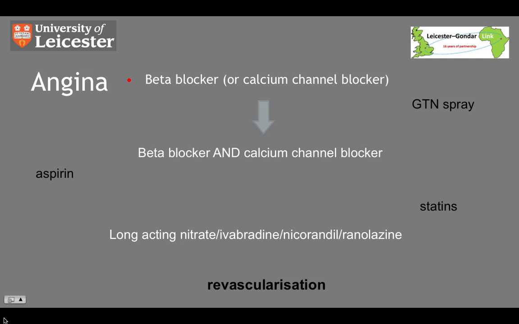For angina, beta blockers are first line, combined with a calcium channel blocker if no improvement. Additional agents such as a nitrate, ivabradine, nicorandil or ranolazine can be used for additional symptom control, but only when the patient is awaiting revascularization or it has been decided that this is not appropriate. Of course, providing there are no contraindications, patients should also be started on aspirin and a statin, and a GTN spray given for acute attacks.